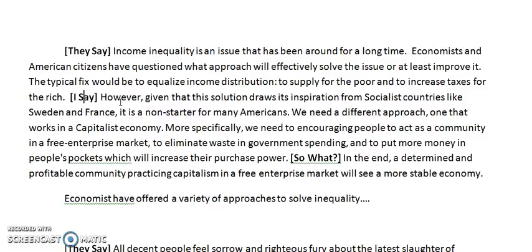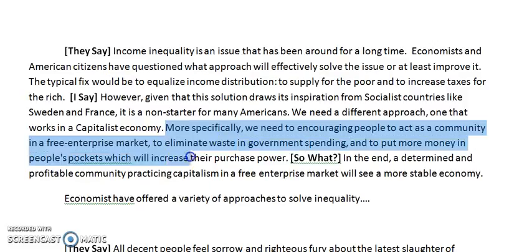We need a different approach, one that works in a capitalist economy. More specifically, we need to encourage people to act as a community in a free enterprise market, to eliminate waste in government spending, and to put more money in people's pockets, which will increase their purchase power. So this is the I say, the thesis, and notice how it includes a preview that already you anticipate a particular structure, like people acting as community, eliminating waste, and putting more money in people's pockets.